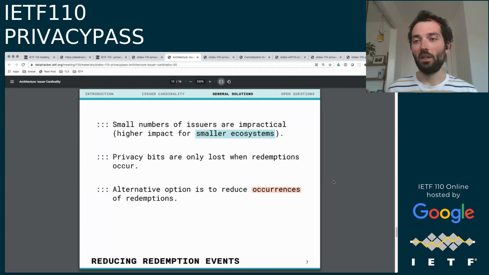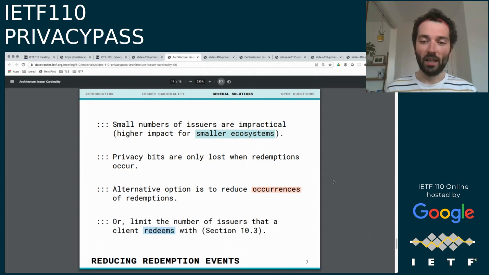The alternative option is to reduce the occurrences of these redemptions, or next slide, to limit the number of issuers that a client can redeem tokens for. And so in this scenario, a client would only hold tokens for, say, 4 different issuers, and so when a redemption is triggered, it can only redeem tokens for those issuers. And then when a client receives tokens from a new issuer, it would drop old tokens off the stack, and in doing so, keep that small set of tokens. So then, next slide, please.